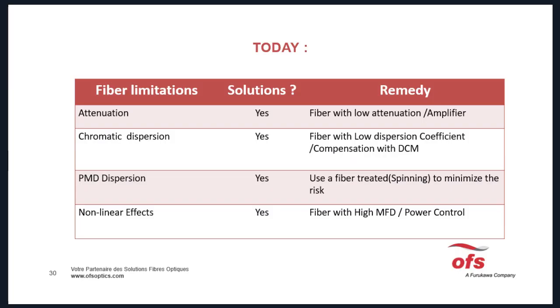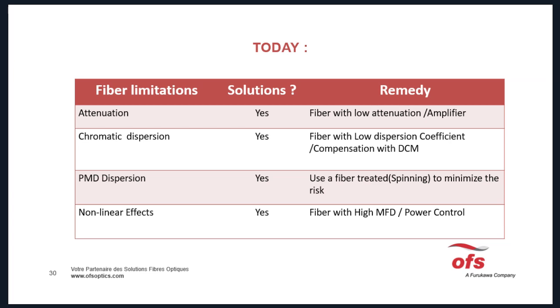So today, the very well-known limitations for the fiber are attenuation, chromatic dispersion, PMD dispersion, and non-linear effects. There is a solution to mitigate all these parameters. For the attenuation, for example, you can use a fiber with lower attenuation and optimize your network. Or if you don't use the good fiber, you will invest in amplifiers. You will need amplifiers and electrical regenerators. For the chromatic dispersion, yes, there is a solution to mitigate the problem: use a fiber with a low dispersion coefficient, or invest in compensation with a dispersion compensation module.